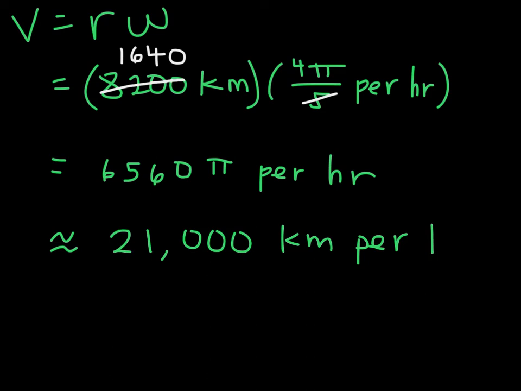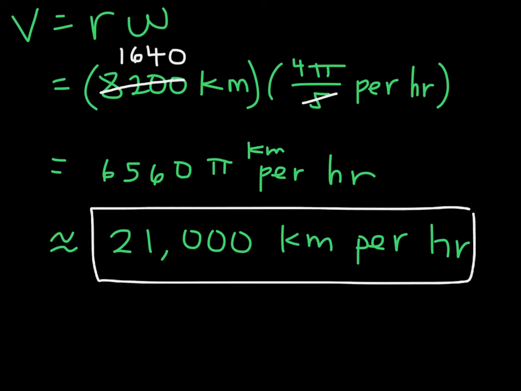You know what? I just noticed right here, a little mistake. I see kilometers. I forgot to bring down that unit right here. It should be pi kilometers per hour. Here, I'll add it really quickly. Kilometers per hour. All right, so this is your final answer. It is an approximation, about 21,000 kilometers per hour.